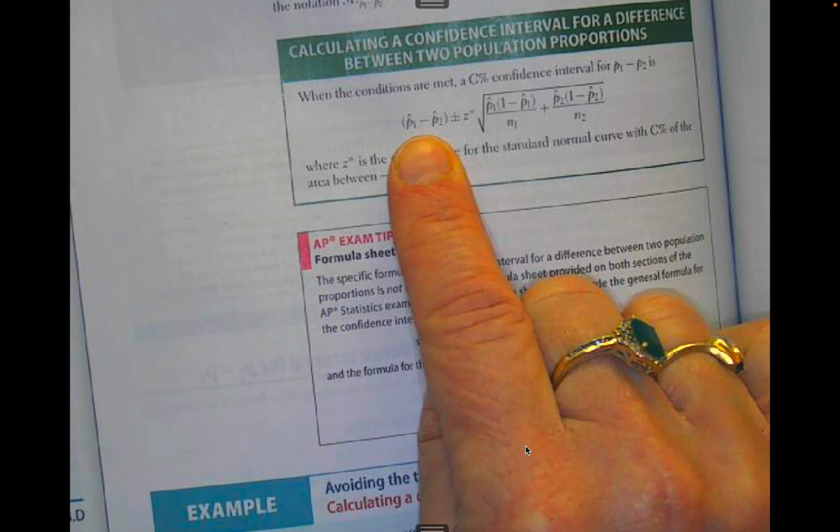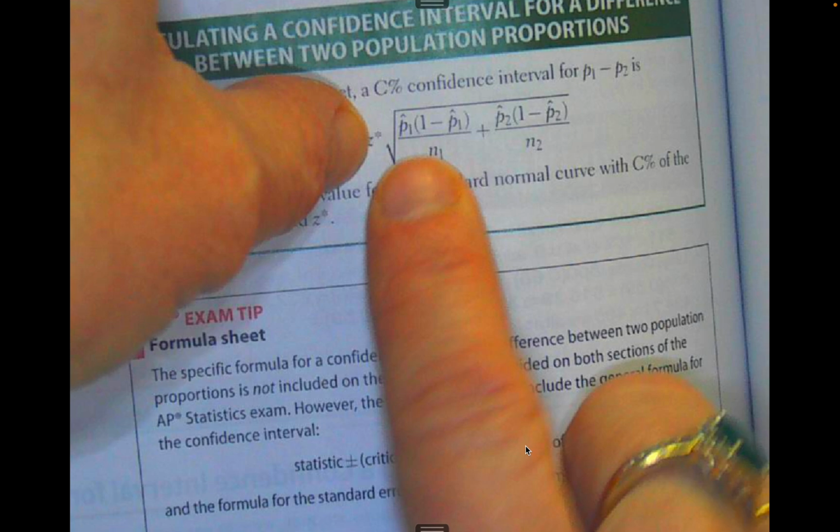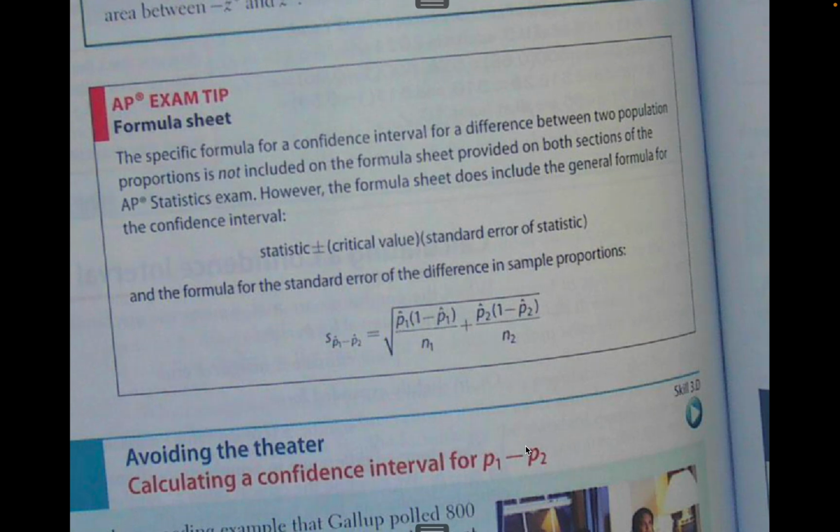In this case, we don't have just one p hat. We have a p hat 1 minus p hat 2. We have a plus or minus. We have our z star, and there's that standard error formula. Okay? Again, the formula sheet's generic. You put it all together, you get the formula.